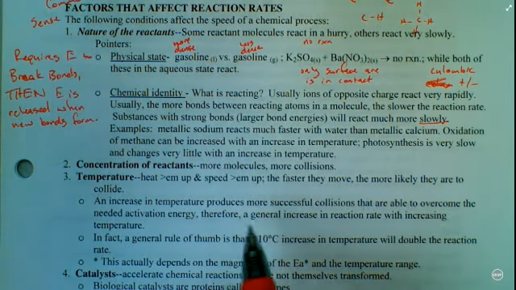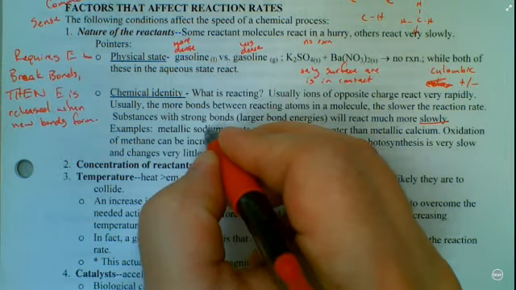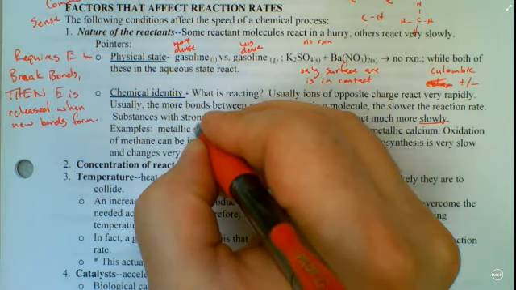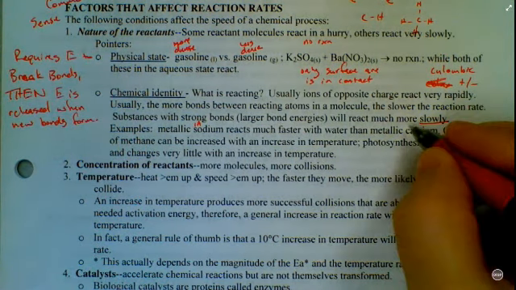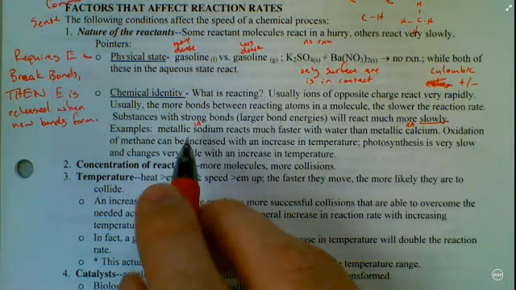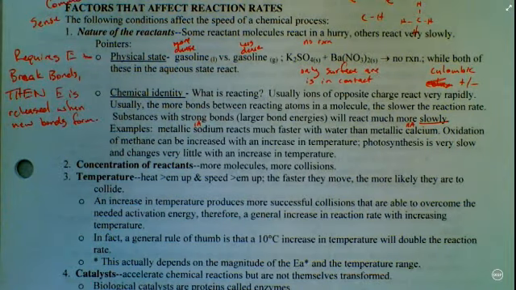For example, metallic sodium reacts much faster with water than metallic calcium. And before we talk about why, I want to remind you, by looking at the periodic table, you can see that this is a 1A metal and this is a 2A metal. Right? Main group 1, main group 2. So metallic sodium reacts much faster with water than metallic calcium.